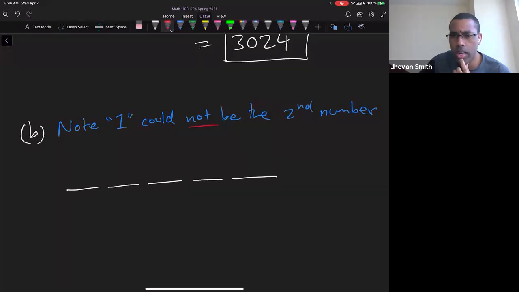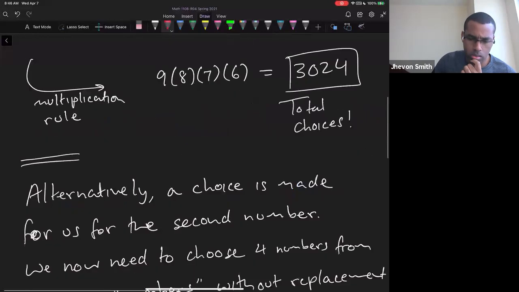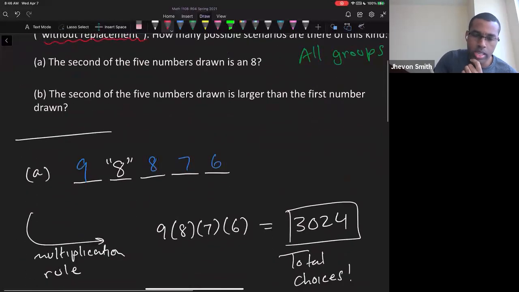Oh, here's a question in the chat. Question is, sampling without replacement. If we have 9 choices for the first spot and we draw 8 on the second spot, why do we have 8 choices left again for the third spot? No, so this here actually counts as 1 choice here.